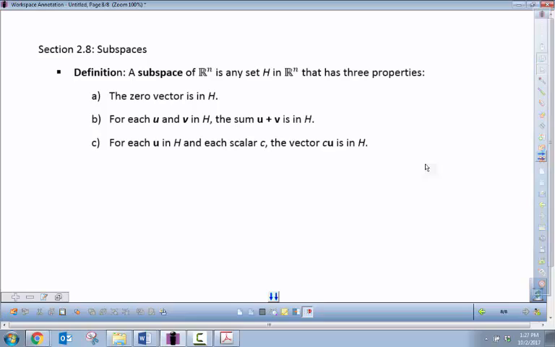They do follow a certain number of rules, and the rules are essentially the same rules that you would see here in the subspaces. So a subspace of Rn is any set H in Rn that has three properties. The zero vector is part of that. If U and V are vectors in the subspace, then the sum is going to have to be part of the subspace. And then if you have a vector U in the subspace, then the scalar multiple of that is also going to be in the subspace.